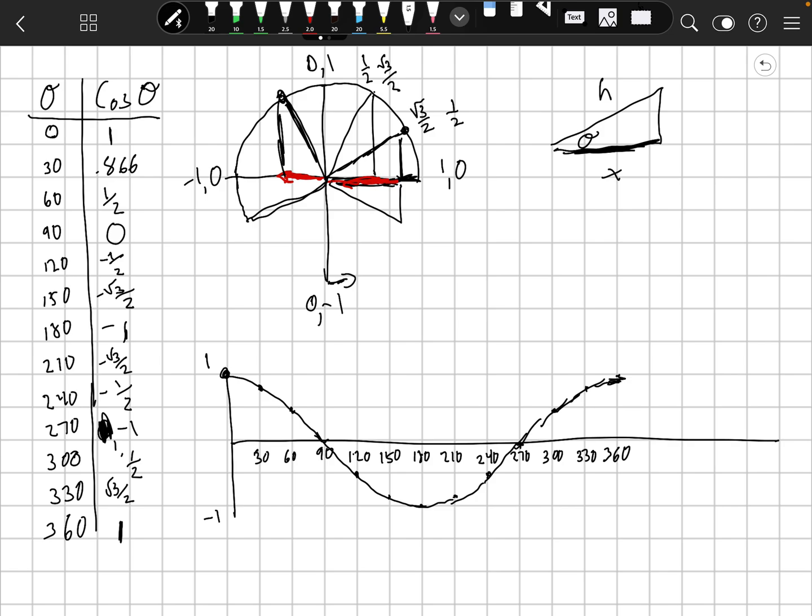And let's just discuss domain and range here. Again, the domain is -infinity to infinity, and the range is just going to be -1 to 1, like that.